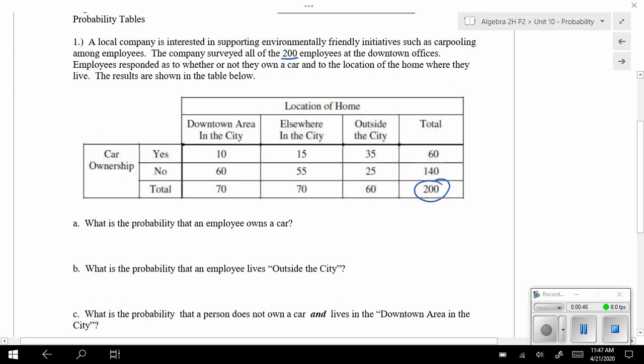So this is not a conditional probability. This is just referring to the total number of people. So the people that own a car is going to be this yes row, and there are 60 out of 200.